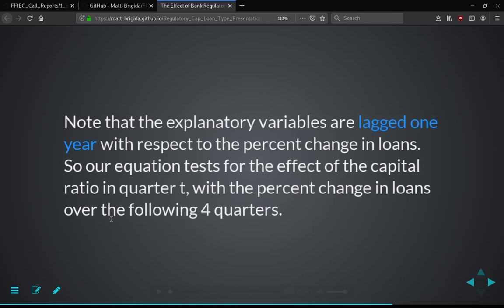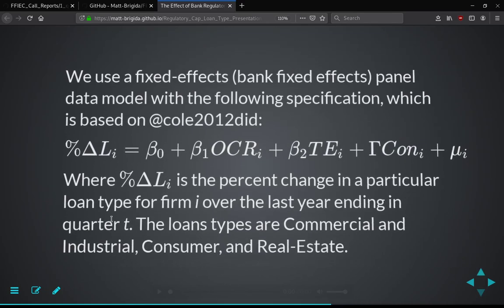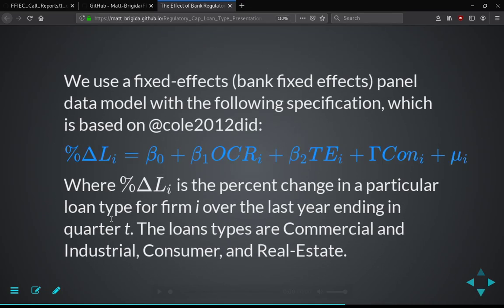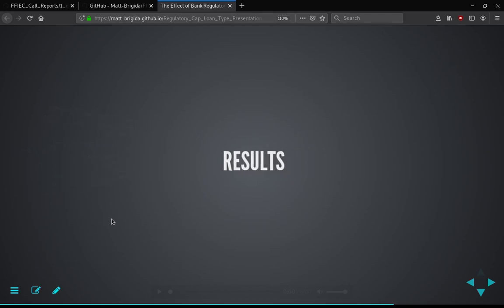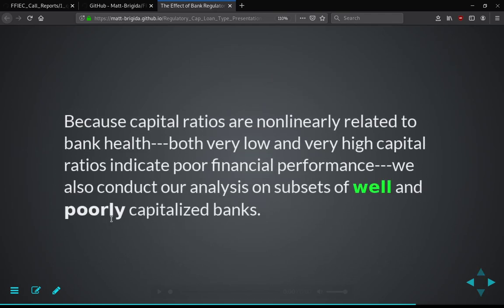But what it gives me, the idea of orthogonalizing this variable, is I'm looking at the tier 1 leverage ratio or tier 1 risk-based capital ratio independent of total equity. So I'm looking at only the information in the leverage ratio which is not already in total equity divided by total assets. So, skipping over to the results.